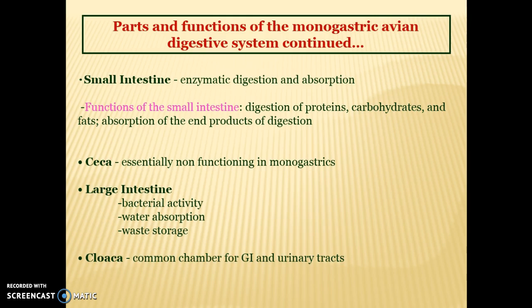Cloaca. This is different from other monogastrics. In poultry, the cloaca is a common chamber for the GI and urinary tract. The vent is a common exit for the gastrointestinal and urinary tract.